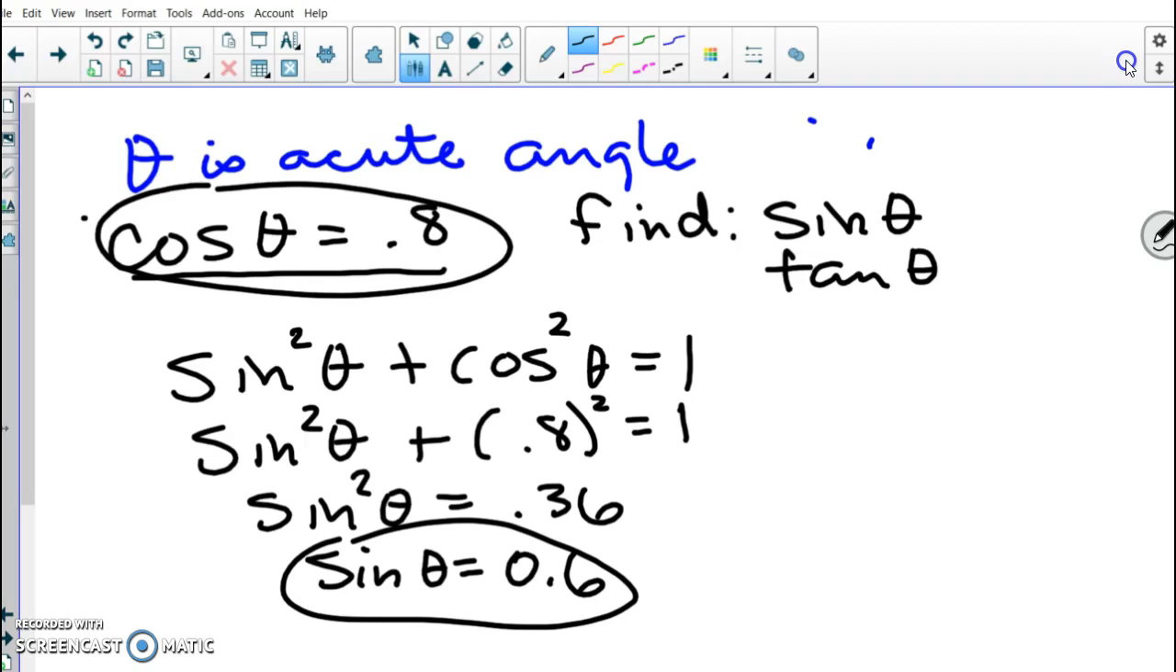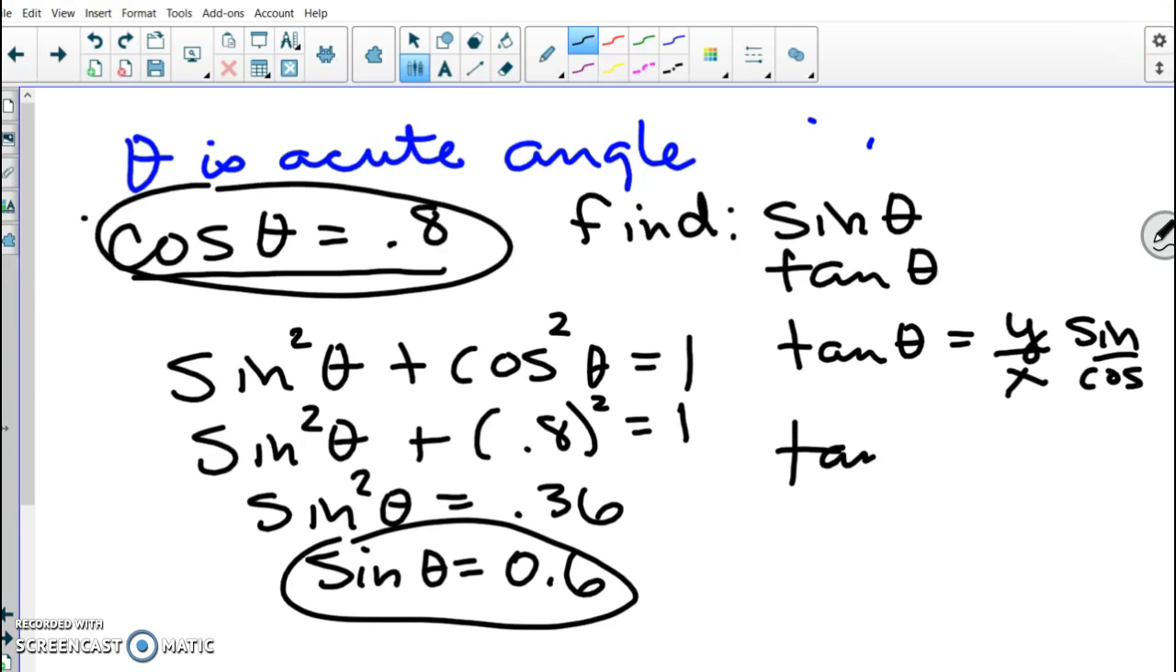Well, now we have the sine and the cosine, and we know that the definition of tangent is opposite over adjacent, or y over x. The tangent of theta is equal to y over x, and we know that to be the sine over the cosine. So we're going to take those two values. Tangent of theta, given all of the previous information, is going to equal 6/10 over 8/10. Tangent of theta simplifies to 0.75.